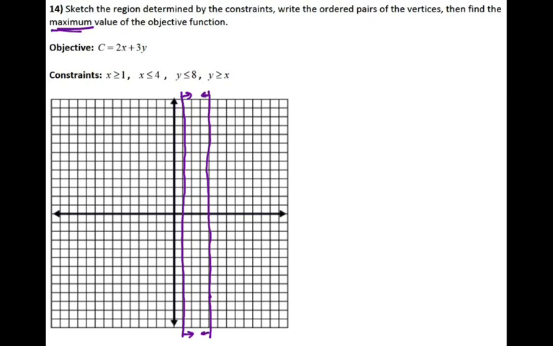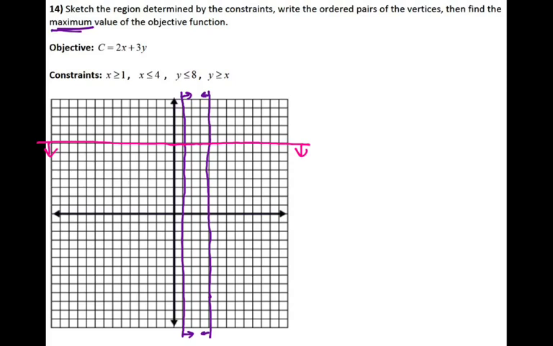Y is less than or equal to 8. So I'm going to go to 8 on my y-axis. 1, 2, 3, 4, 5, 6, 7, 8. And that's going to be a horizontal line. I'm much better at doing horizontal lines than I am at vertical lines, apparently. Less than or equal to 8 is everything below that.